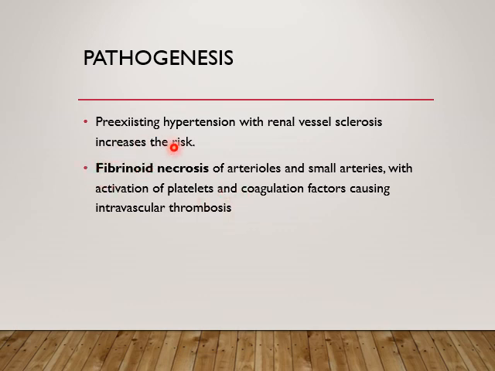Further, all the arteries and arterioles undergo this fibrinoid necrosis with further persistent ischemia. This necrosed debris will be replaced by sclerosis, that is deposition of collagen and smooth muscle fibers.